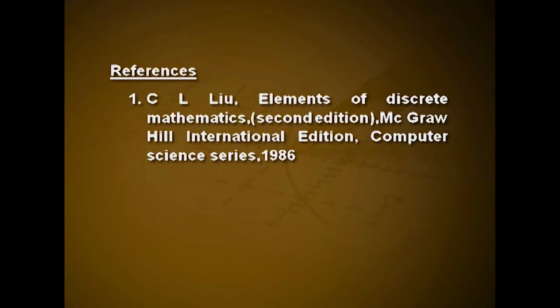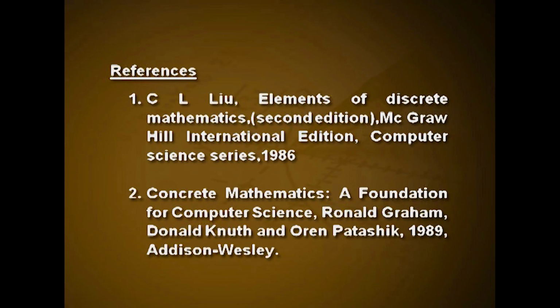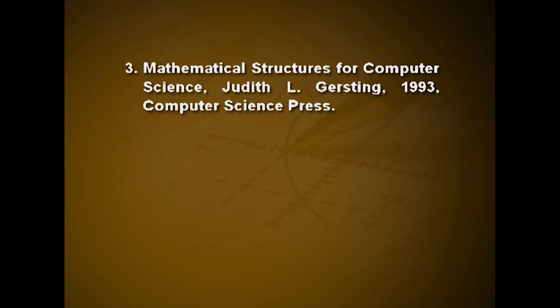Now we will see some reference books. First one is the Elements of Discrete Mathematics, 2nd edition, by C. L. Liu, McGraw-Hill International Edition, Computer Science Series, 1986. Second one is Concrete Mathematics, A Foundation for Computer Science, by Ronald Graham, Donald Knuth and Oren Patashnik, in 1989 by Addison Wesley. Third book is Mathematical Structures for Computer Science by Judith L. Gersting, 1993, Computer Science Press.